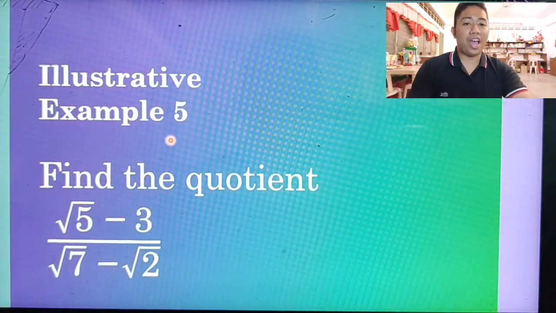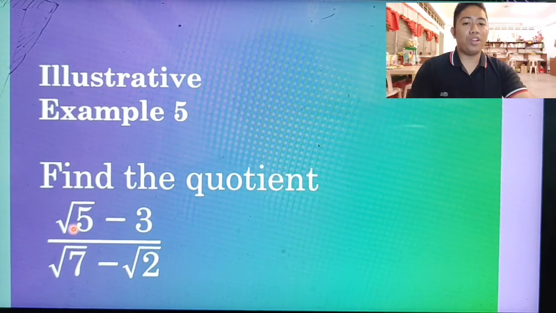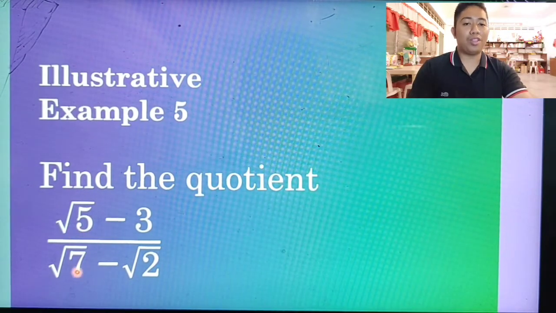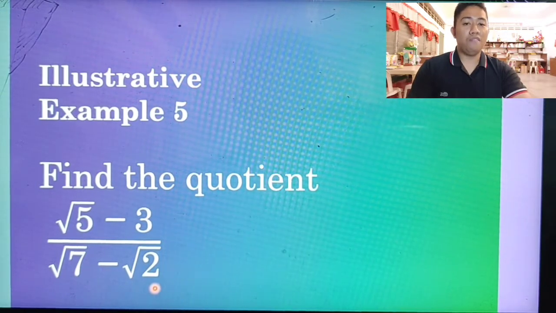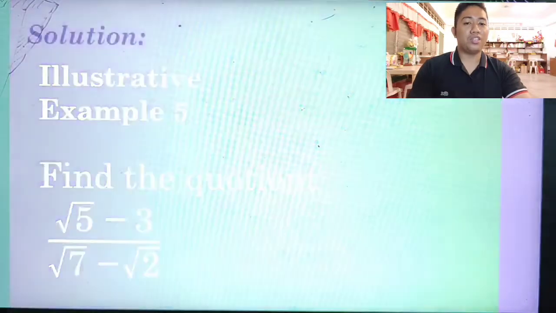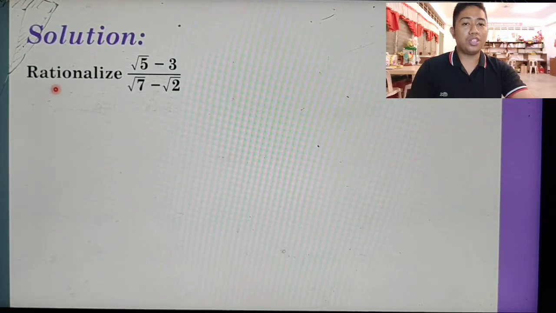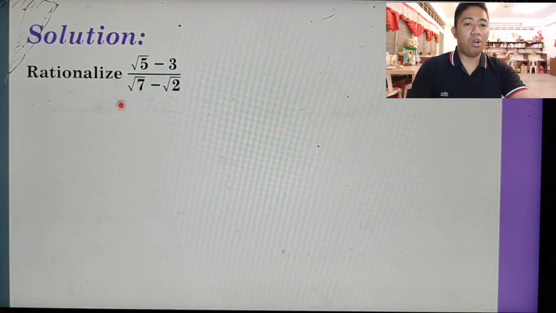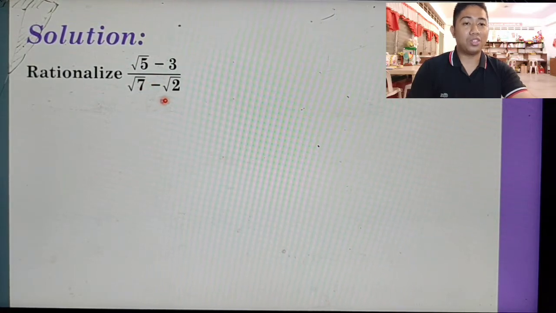Illustrative example number 5. You will find the quotient: square root of 5 minus 3 all over square root of 7 minus square root of 2. To solve this quotient by rationalizing the denominator, here is the solution to the given problem. In order to rationalize the given quotient, square root of 5 minus 3 all over square root of 7 minus square root of 2.